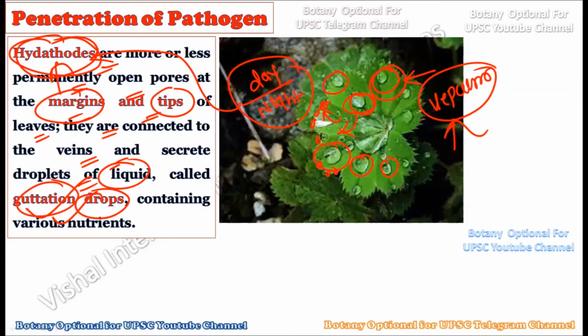Now this particular guttation drop which is created at the plant surface contains various nutrients, because this water is coming from the plant body, and the plant body contains many types of nutrients. These nutrients are also present in the water droplets coming out of the plant, which are also called guttation drops. These guttation drops are nutritious in nature.